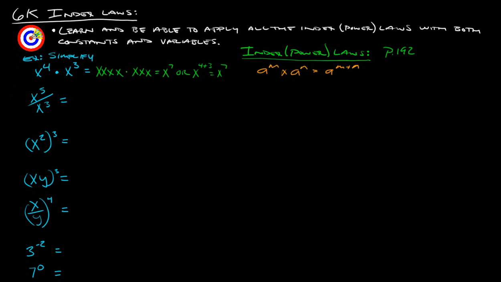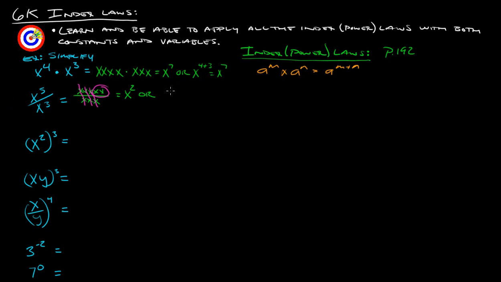Second one, x to the fifth divided by x to the third. Another way to write that is 1, 2, 3, 4, 5. There's my x to the fifth. There's my x to the third. And those will cancel, and these will cancel, and you're just left with those when we're done. So we get x squared, right?